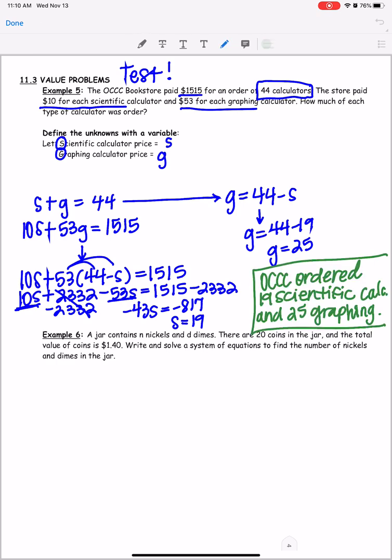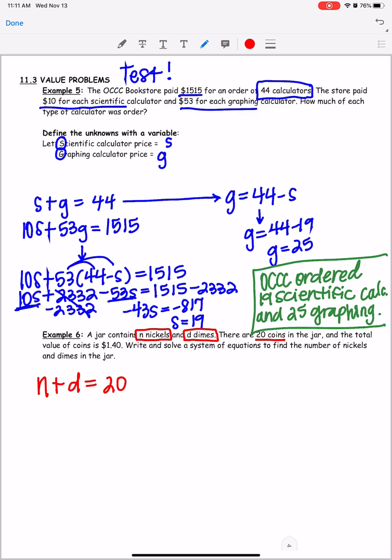So let's try again. A jar contains N nickels, so they're telling me what nickels equals, and D dimes. There are 20 coins in the jar, so let's make an equation just over the amount we have. I know my nickels plus my dimes needs to equal 20. So whether this is 10 and 10, 11 and 9, 5 and 15, whenever I have them, they need to add up to a total of 20 coins.